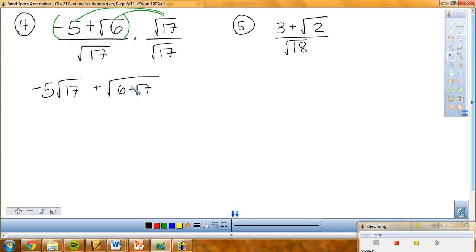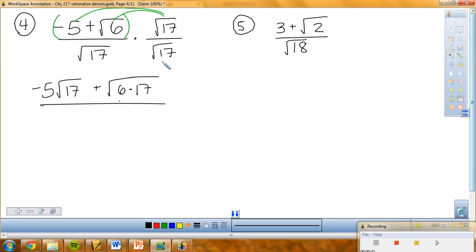Now, you could multiply this or leave it apart to help you factor when we want to simplify, but I can see 17 is prime and 6 is 2 times 3. So there's really nothing that I'm going to be able to simplify in this root, but we'll get to that. Over square root of 17 is the square root of 17.